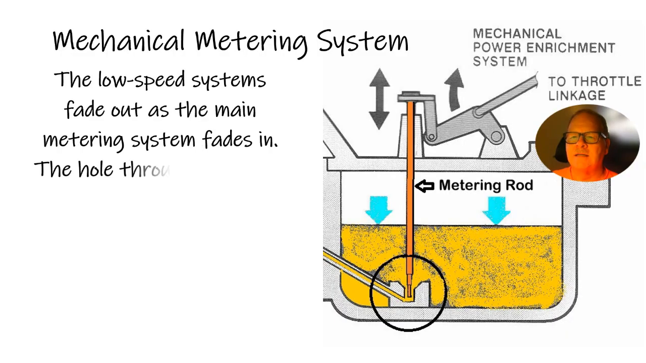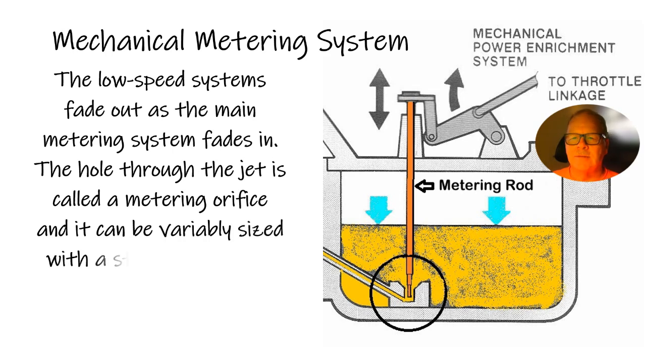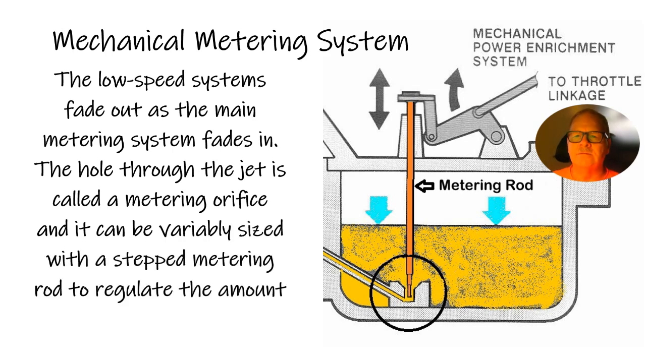Now the low speed systems fade out as the main metering system fades in, and the hole through the jet there is a metering orifice. You might see these metering rods now on your feedback carburetors that General Motors came out with on their computer command control in the early 80s. I mean real early 80s, like 1980 I think. I went to school on those in 81.